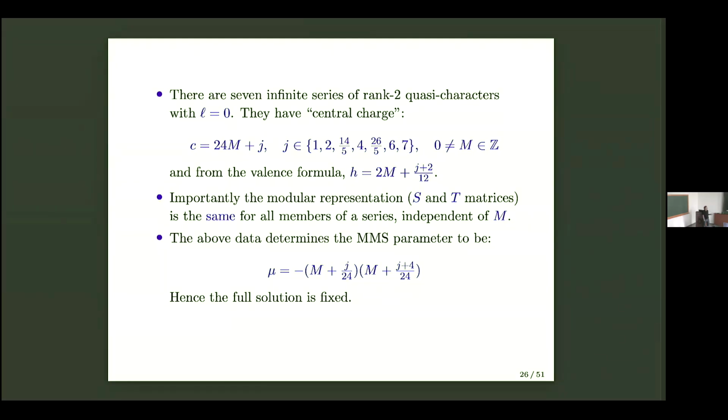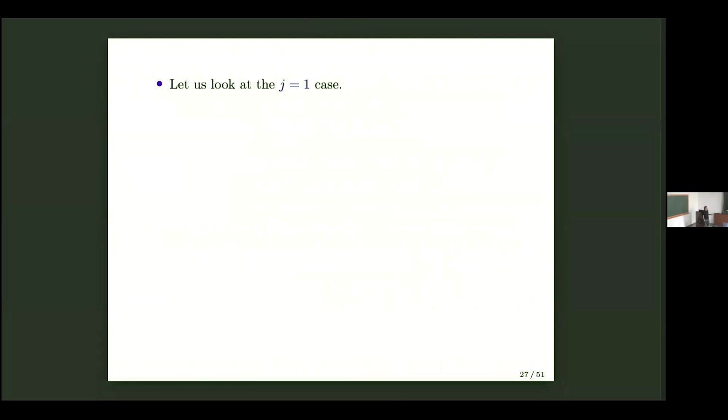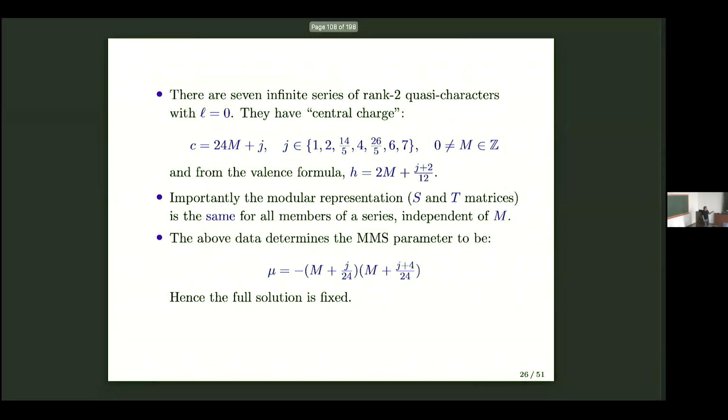And again, we get series expansions. Let's look at these families, one for each j in this set. We label the whole family by the CFT which arises when m is 0. So for j equals 1, we had the A1 CFT, so the whole family is called the A1 family. A1, A2, G2, D4, F4, E6, E7. They're labeled by Lie algebras, though the quasi-characters have no connection to those Lie algebras.